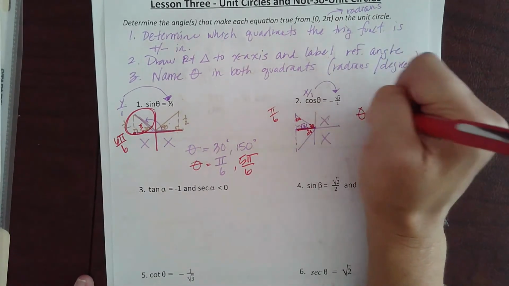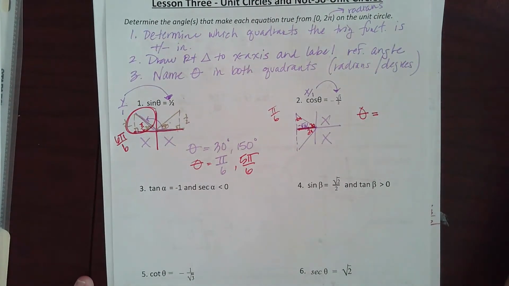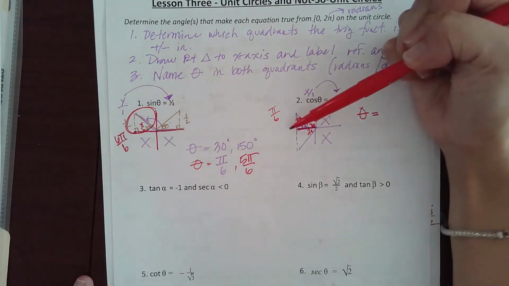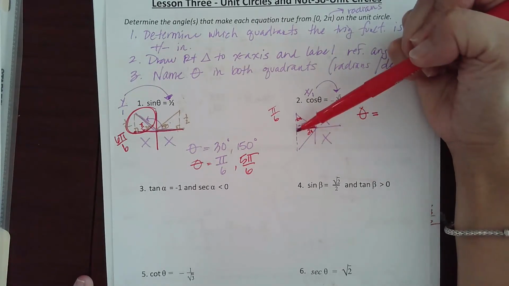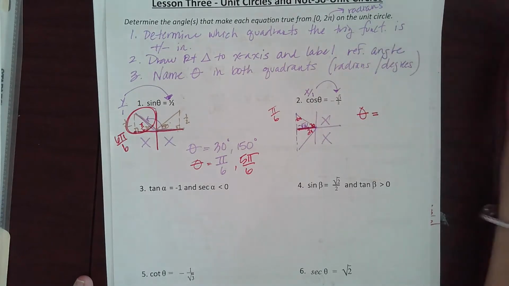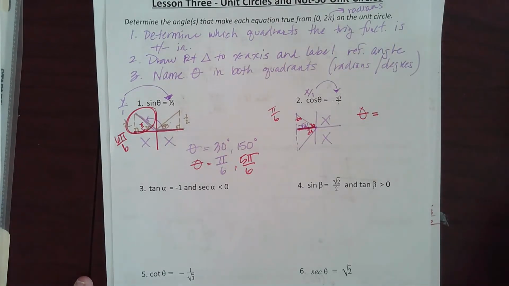Last part is just name the angle in both quadrants. So again, now we're in quadrants 2 and 3, so we need to name an angle between 90 and 180, or between pi over 2 and pi. And then we need to name an angle between 180 and 270, or pi and 3 pi over 2. So we're talking radians, so we're going to deal with radians.